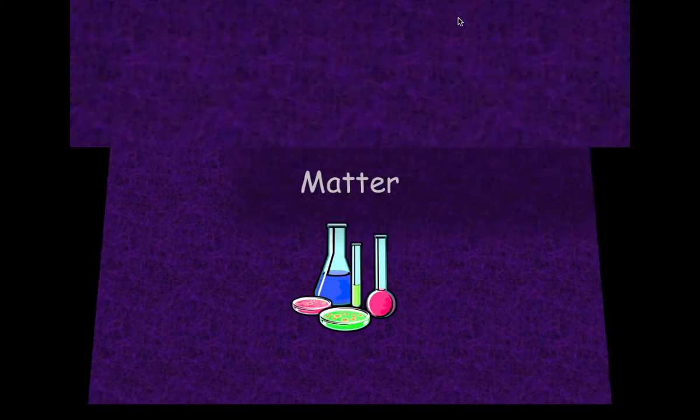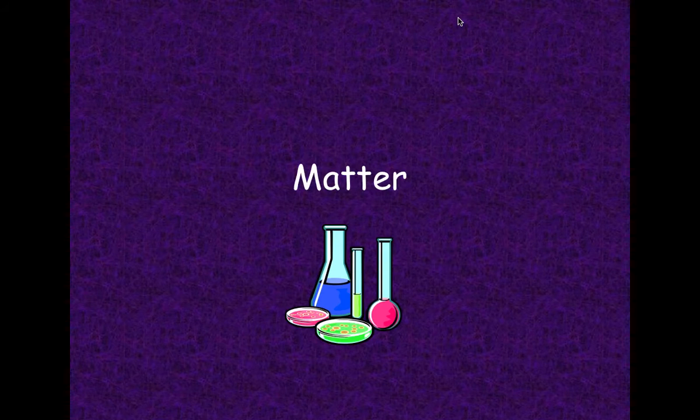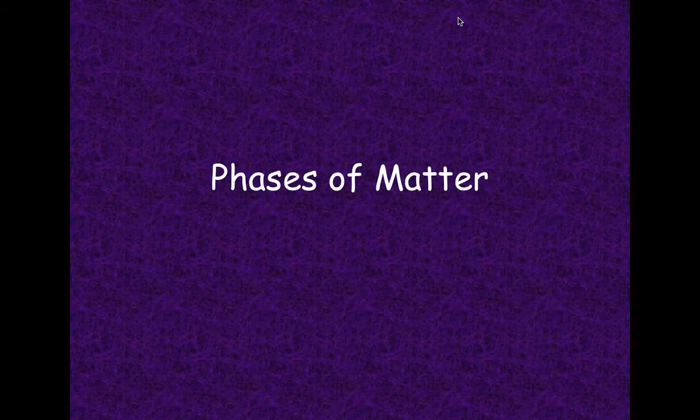Alright, so to start off our matter unit, we actually want to start by looking at the three main phases or states of matter, and also the fourth phase or state of matter that also exists. So to start off, we're going to look at the solids.